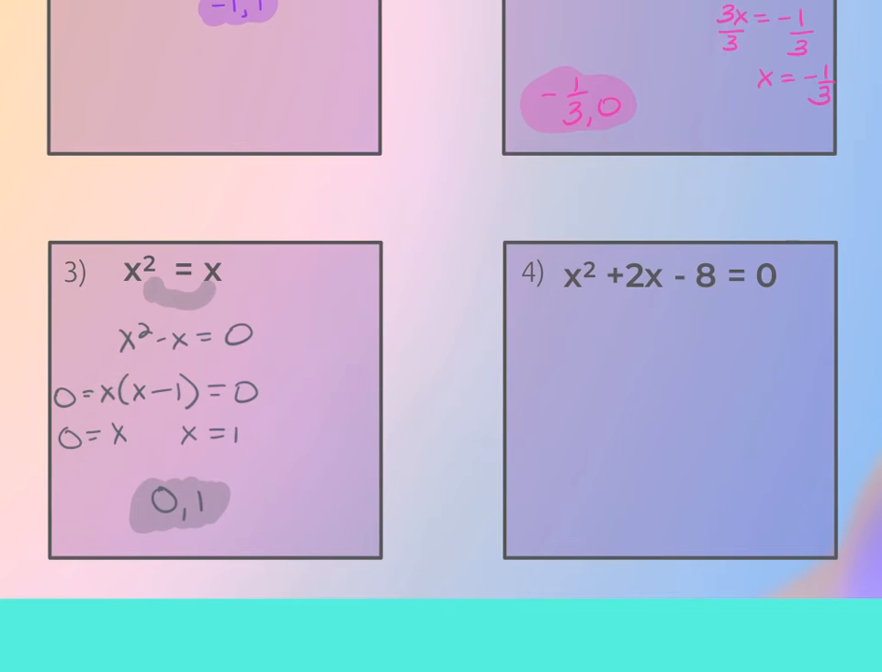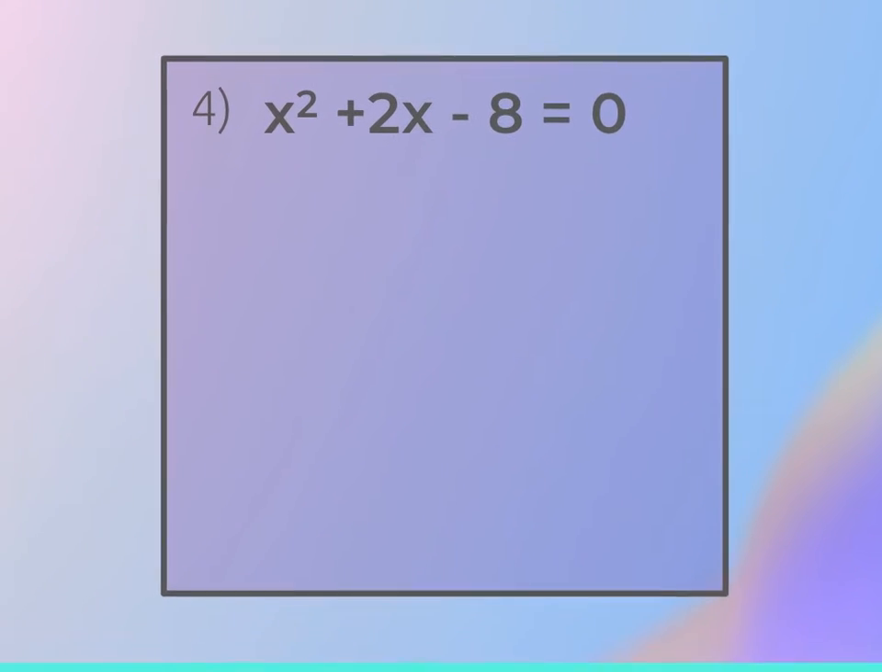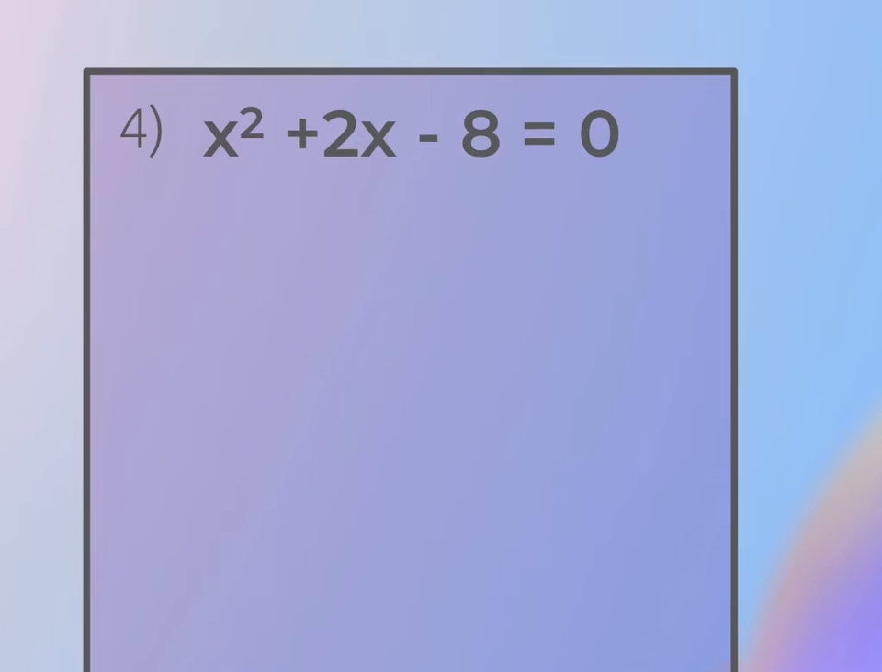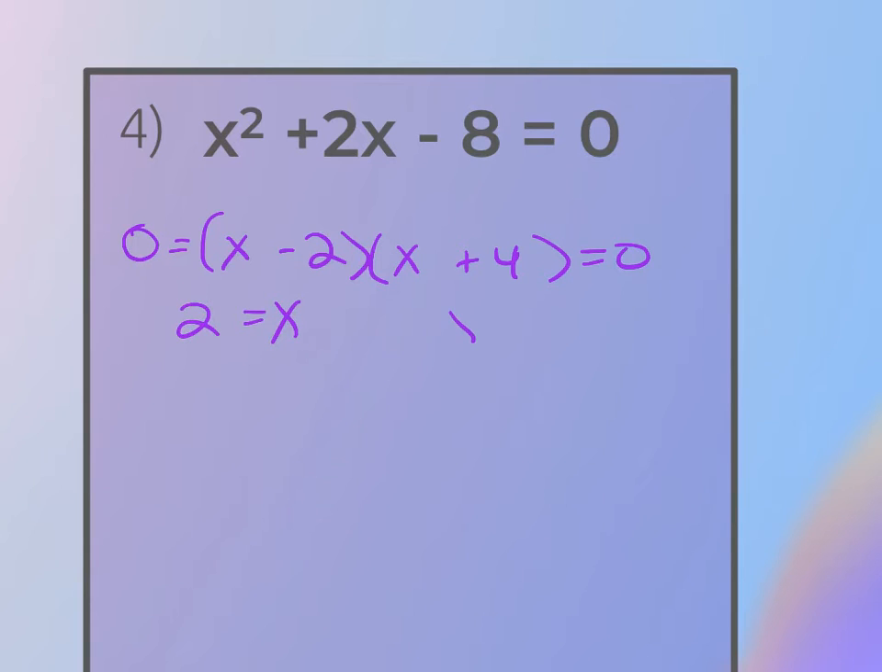Last one on this slide is set equal to 0, but I have to factor it. So this is my first trinomial. I'm looking for factors of the last number that sum to the middle term. What two numbers multiply together to give me negative 8 but add up to positive 2? Negative 2 and 4. Good. Negative 2, positive 4. Split them and solve it, and I get x equals 2 and x equals negative 4. Those are my answers, negative 4 and 2.